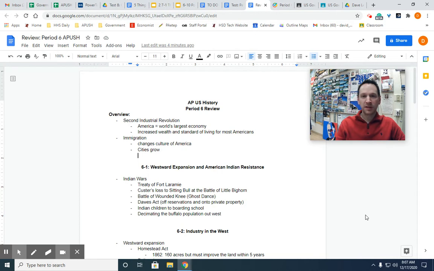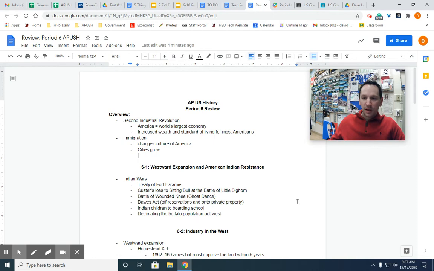Immigration, people are coming to this country by the millions. Ellis Island being the big destination on the East Coast and Angel Island on the West Coast. A majority of people at this time are coming here from South and Eastern Europe, bringing their culture, their customs, their religion, their food, all that kind of stuff with them. And because of that, the cities grow and the face of America is changing.